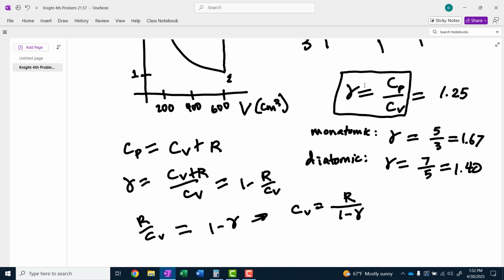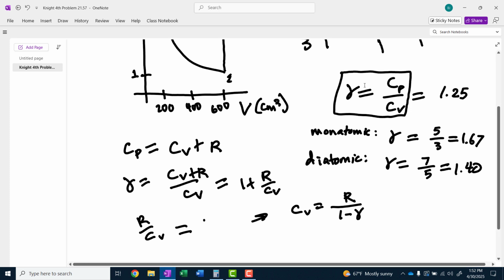And I think I did something wrong here, because 1 minus gamma would be a negative number, and molar specific heats are not negative. So what's wrong with my algebra here? Oh, why did I put a minus sign? This is, of course, a plus sign. My bad. Change this back. Yeah, so this should actually be gamma. Whoops. This should be gamma minus 1. Okay.